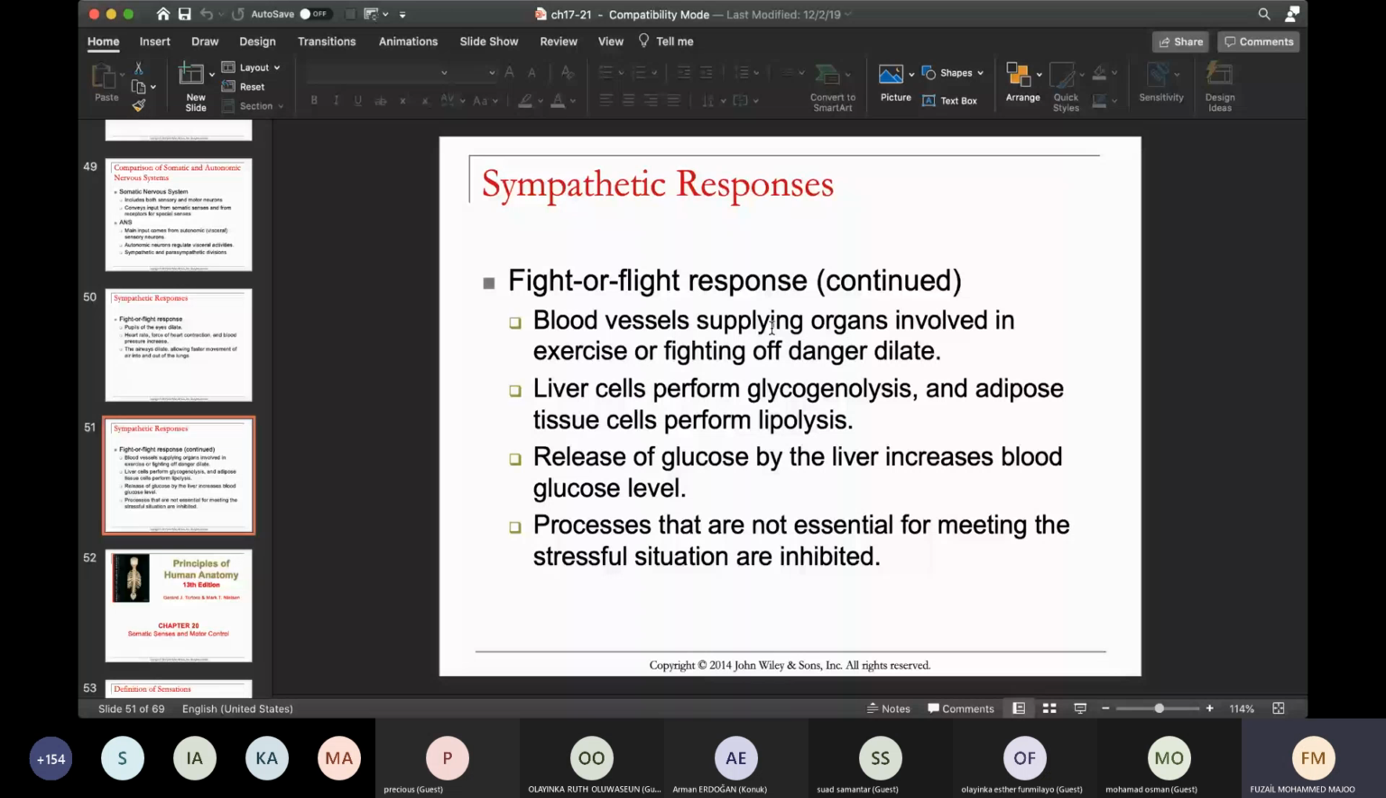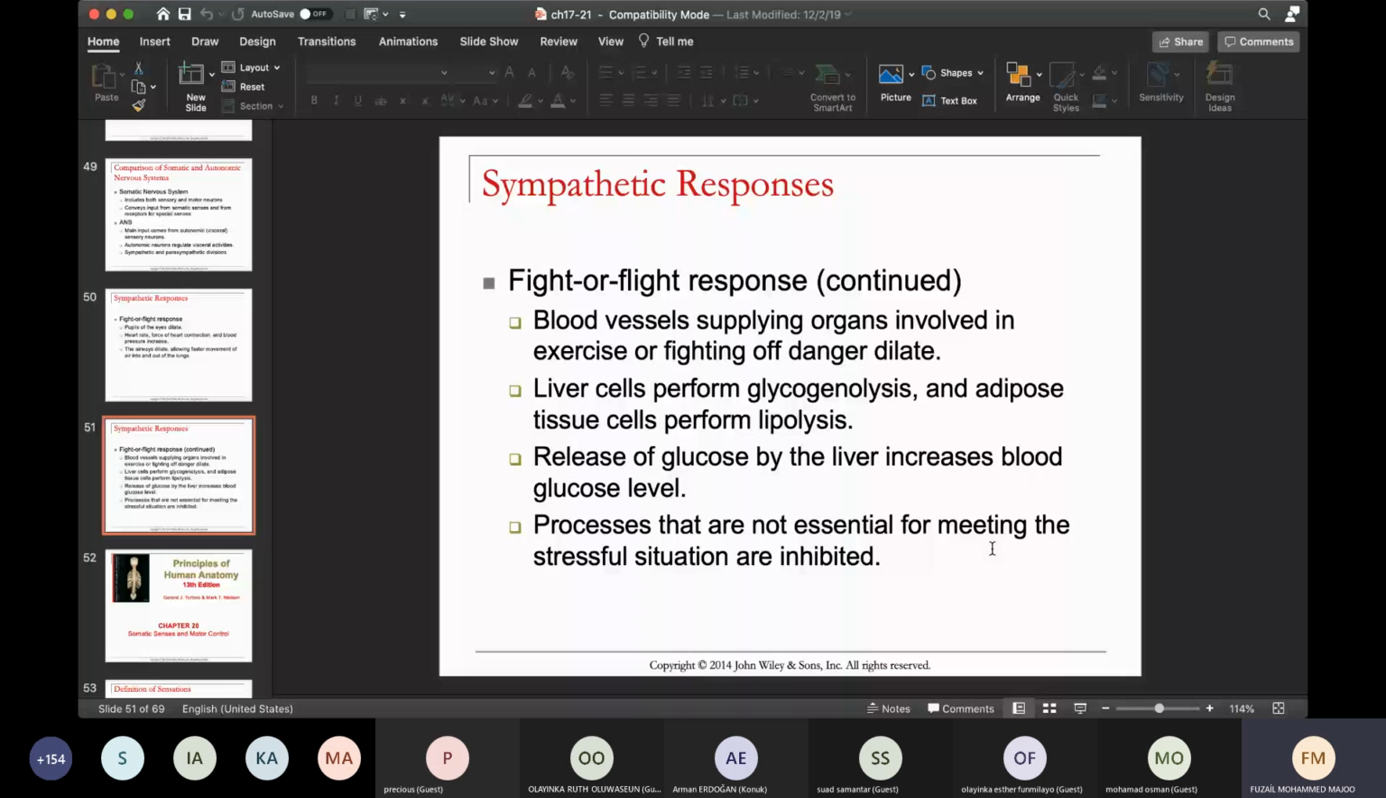Glucose gets released. This increases blood glucose levels. Skeletal muscles need what? Oxygen and sugar, right? The liver is releasing this stored glucose through glycogenolysis, and in addition, through lipolysis, breaking the fat down, your muscles will have an energy source to produce ATP to be able to do the work.